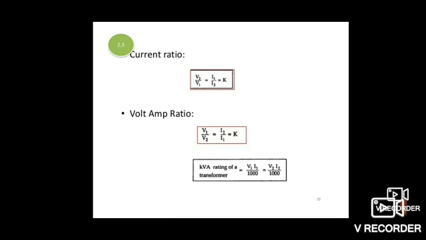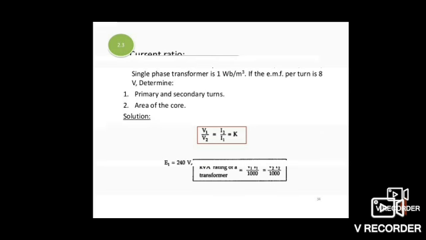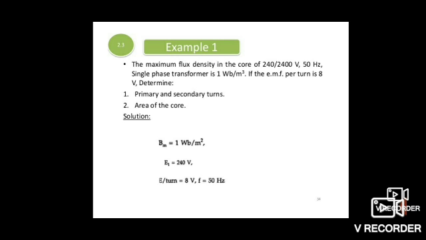Let us see an example for the ideal transformer. A 240/2400 volt, 50 Hz single phase transformer has a maximum flux density in the core of 1 Weber per meter squared. That is, primary voltage is 240 volt, secondary voltage is 2400 volt, F is equal to 50 Hz, and the maximum flux density Bm is equal to 1 Weber per meter squared. If the EMF per turn is 8 volt, determine the primary and secondary turns, and second, the area of the core. So we have to find the value of N1, N2 and area A.